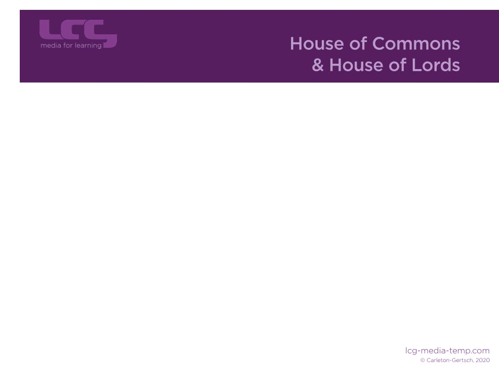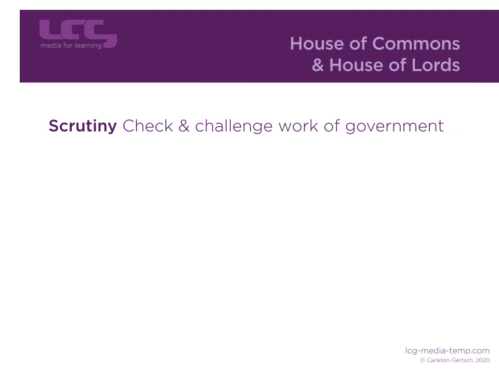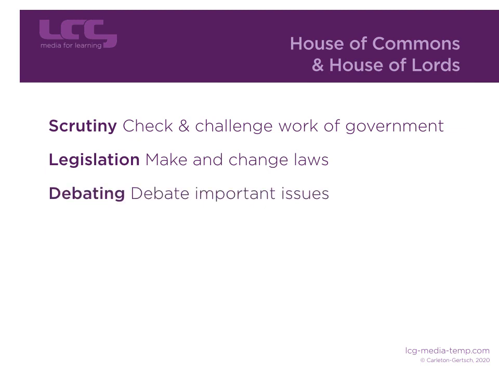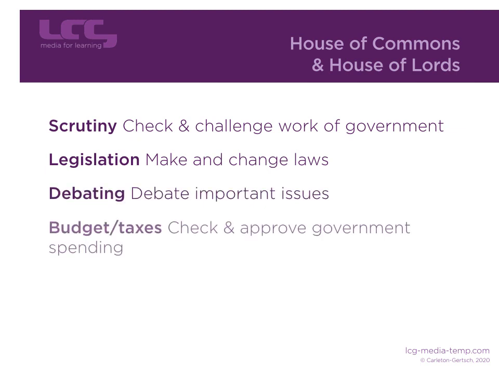So what do the House of Commons and the House of Lords actually do? Well, they have different tasks that they have to carry out. They have to check and challenge the work of the government. This is very important. Perhaps most importantly of all, they make and change laws. They debate important issues of the day. And they have to check and approve government spending, so budget and taxes. Generally, decisions that have been made in one house have to be approved by the other, so we have a system of checks and balances in place, and they also check and challenge the work of the government.